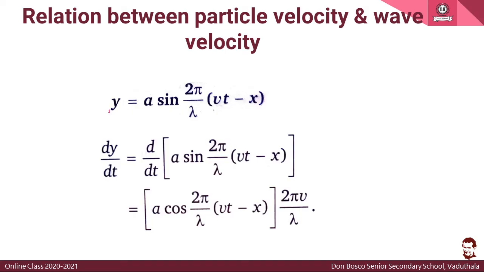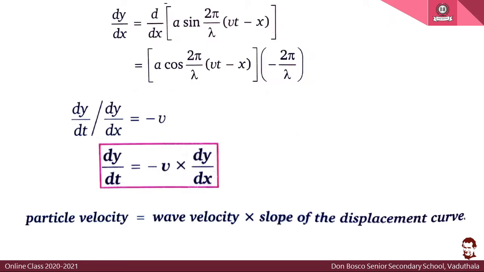Clear? See the steps once again. We have taken the wave equation, its derivative with respect to time, that is displacement by time, gives velocity. Then we take the derivative with respect to x also, which gives y with respect to x, the displacement in y direction with respect to x direction. By dividing, we get particle velocity equal to wave velocity into the slope of the displacement curve. Clear?